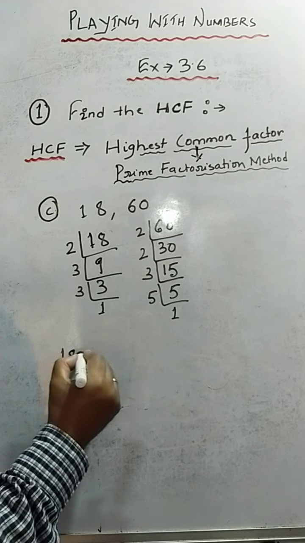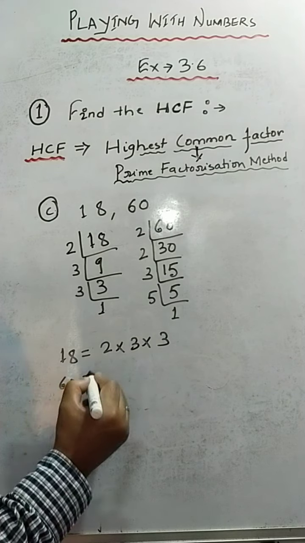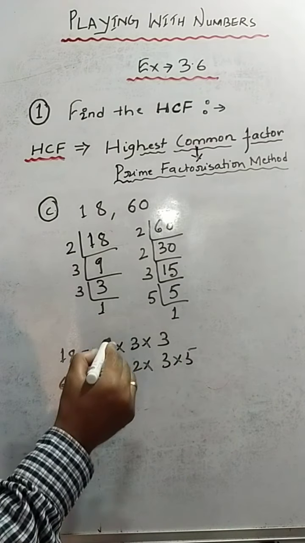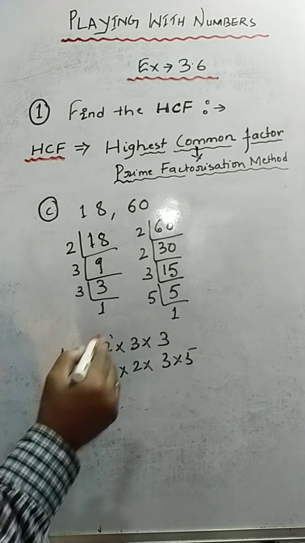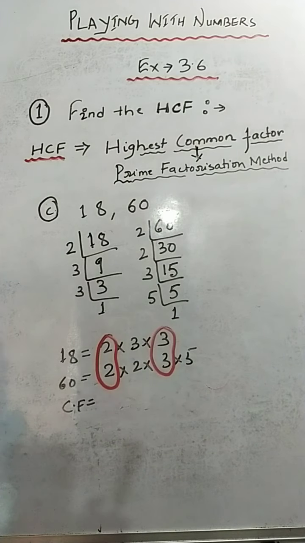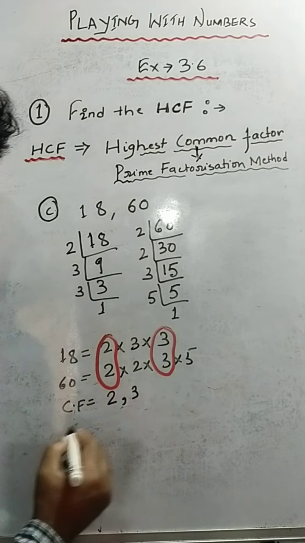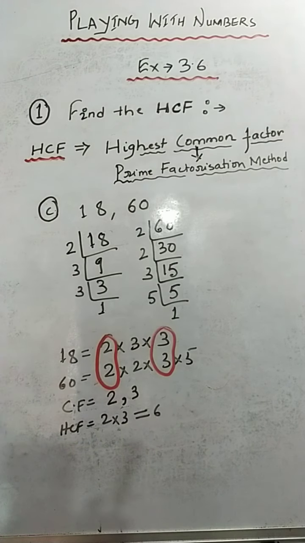So now write all the factors of 18. That is 2 into 3 into 3, and 60 is 2 into 2 into 3 into 5. So what are the common factors? First of all we'll write 2, then 3. I believe these are the only two common factors. Now we'll write it down as 2 comma 3. So HCF is again 6, students. Again 6. That is 2 into 3, it is 6. Okay. So now let's do sum number D.